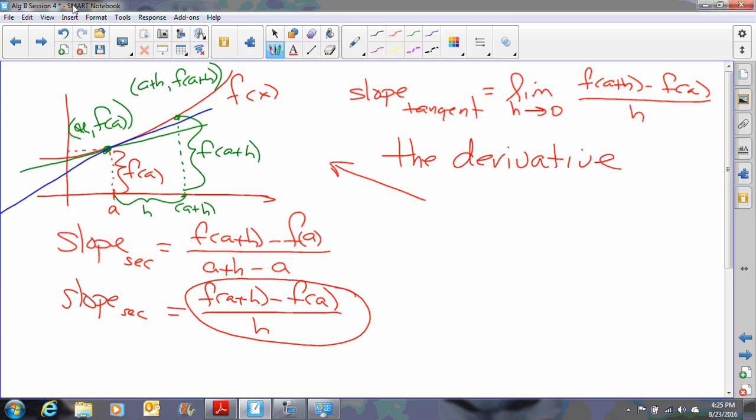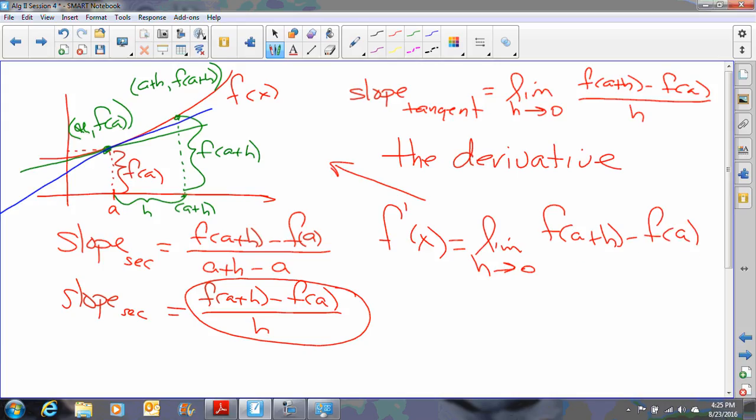Because it is a function derived from some function, f, and the definition of the slope of the tangent line. We use symbols like f prime of x, and we say that this is going to be equal to the limit as h approaches 0 of f of a plus h minus f of a over h.